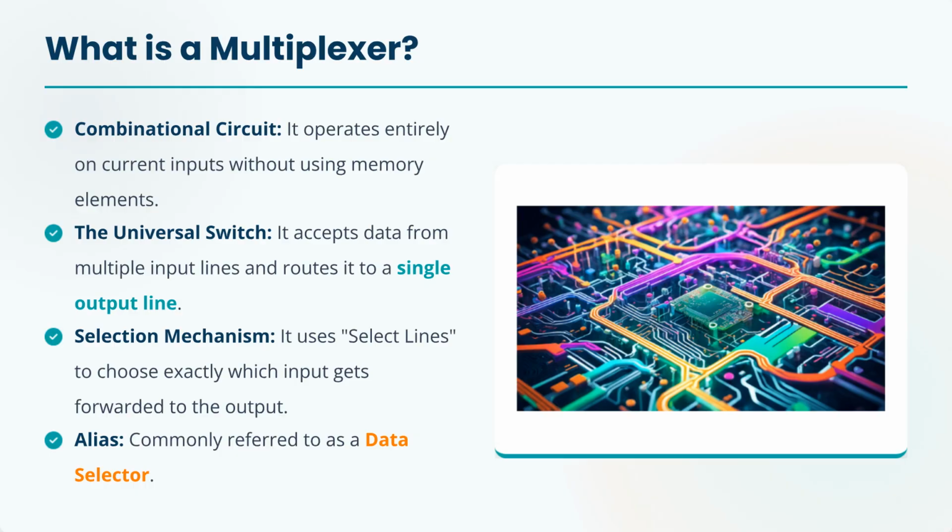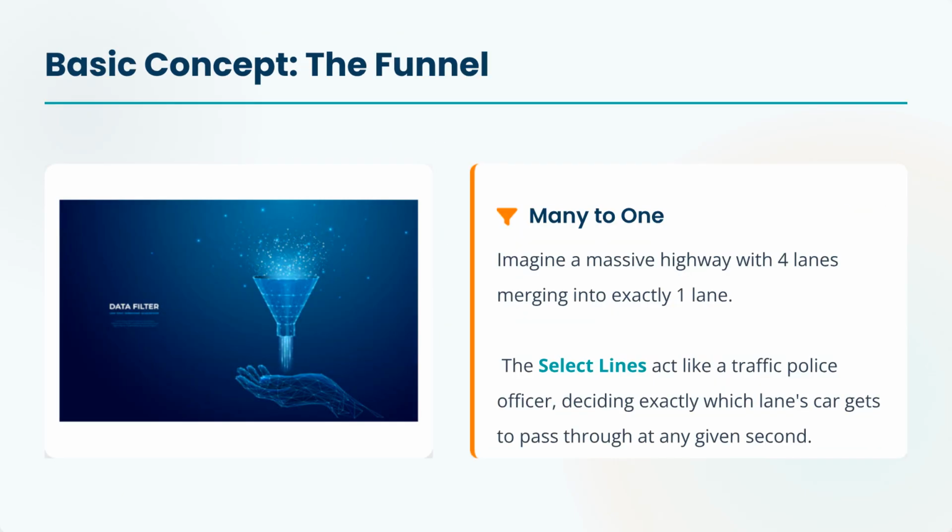It's often called a universal switch because it accepts data from multiple lines and routes it to a single output. It uses select lines to choose exactly which input gets forwarded, earning it the alias, Data Selector. The basic concept of a MUX is the many-to-one funnel. Imagine 4 highway lanes merging into one. The select lines act as a traffic officer, deciding which lane passes through at any given second.